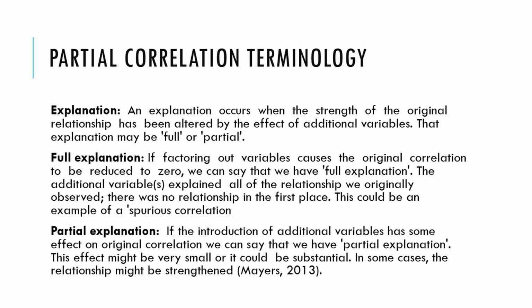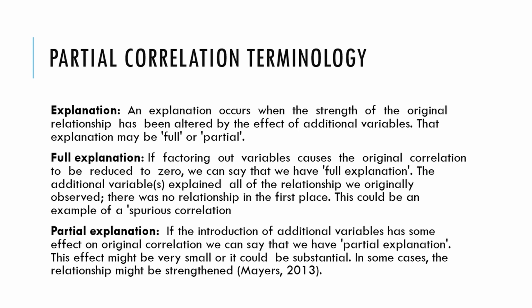Partial correlation terminology: the first thing is explanation. An explanation occurs when the strength of the original relationship has been altered by the effect of additional variables. That explanation may be full or partial. Full explanation means that factoring out variables causes the original correlation to be reduced to 0. We can say that we have full explanation. The additional variable explained all the relationship we originally observed. There was no relationship in the first place.